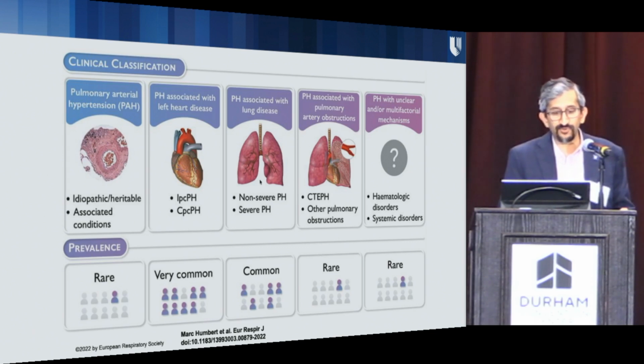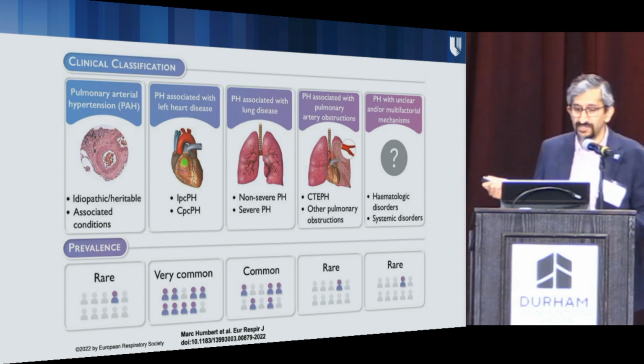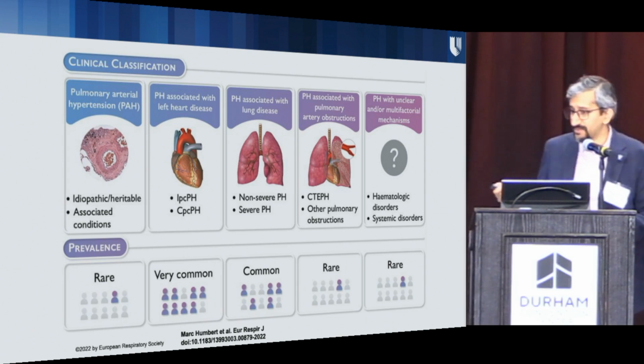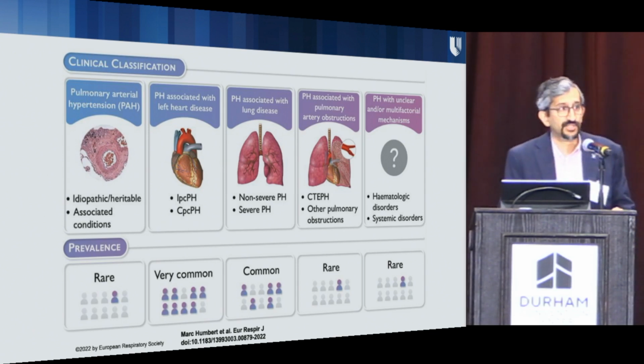Now, the most common form of pulmonary hypertension is group 2 PH due to left heart disease. And this can be isolated post-capillary PH, or IpcPH. That's where we just see an increase in the left-sided filling pressures alone, or we can see combined pre- and post-capillary PH, where there's also an elevation in the pulmonary vascular resistance. This is again the most common, around 70% of PH.